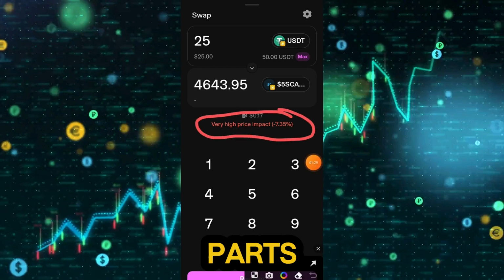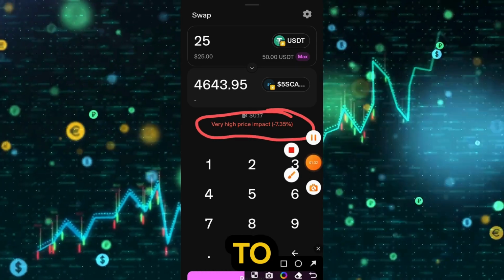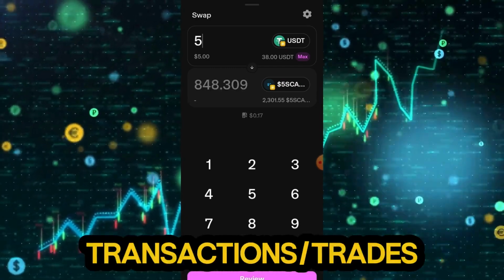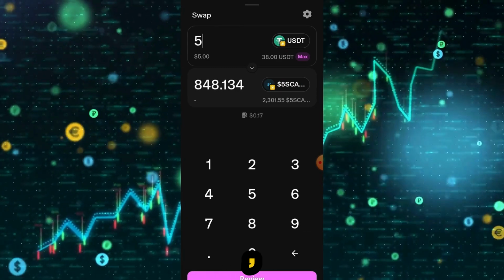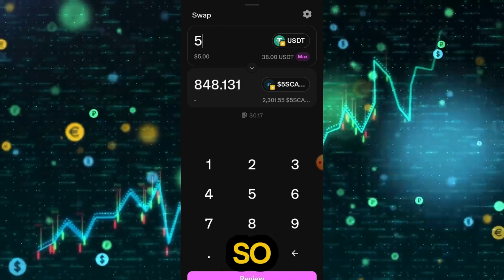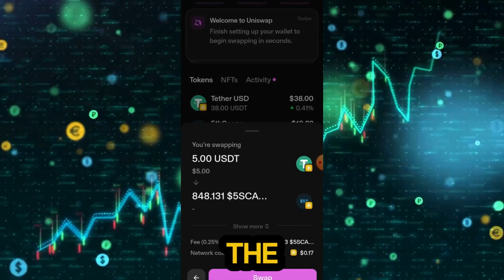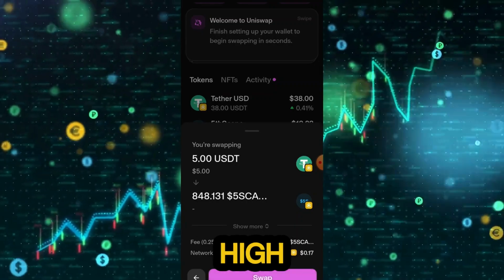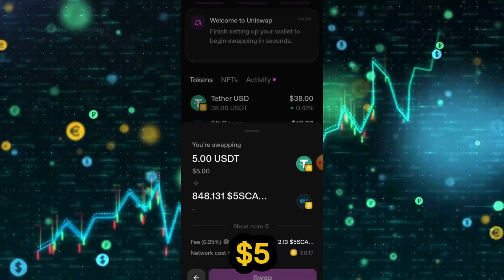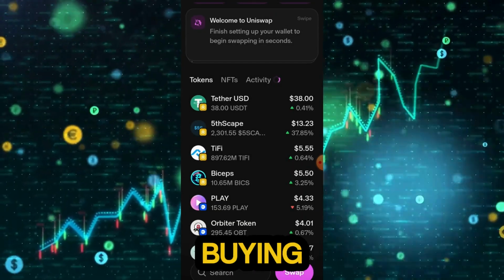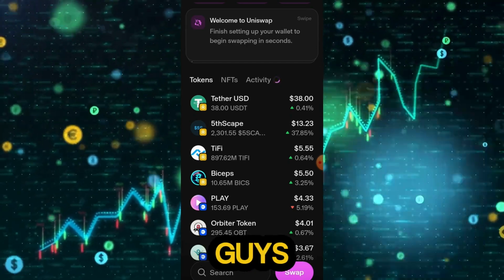I'll buy in parts. I'll do that briefly and get back to you in this video. But here is one of the small transactions I'll be making. So let me use $5 here. I used $5 in this one and there was no high fee. So when you reduce the amount you are buying in one batch, you would not have such high fees. So I'll reduce it to $5 and then I'll finish up with the entire $25 transactions. I don't want to bore you with the buying in little parts, so I'll get back to you guys shortly.